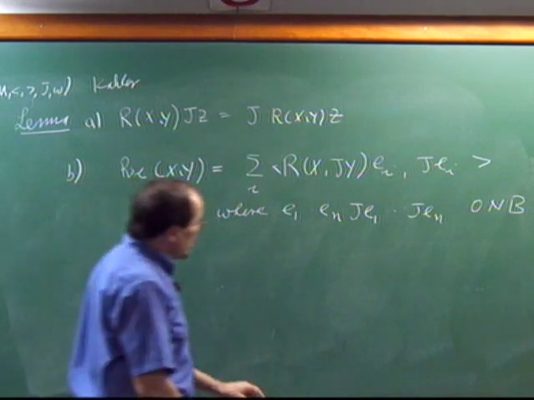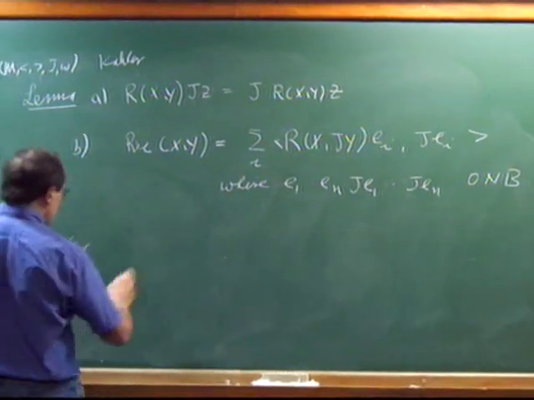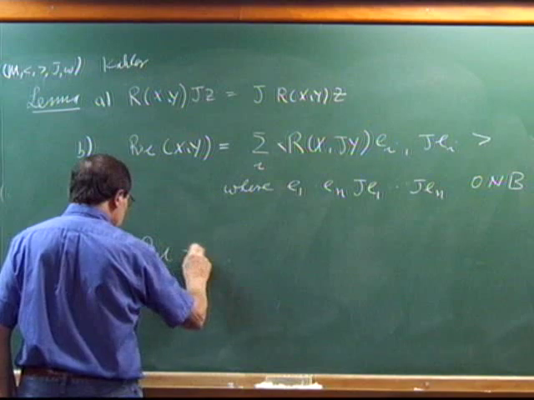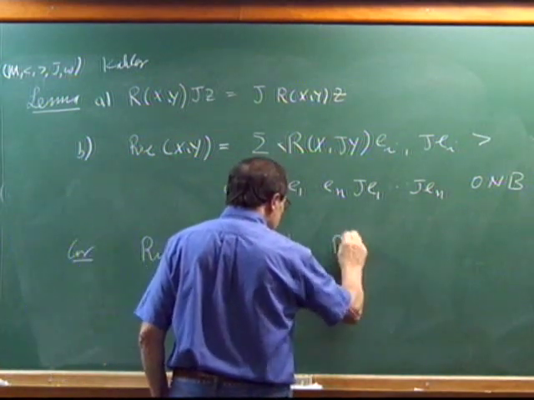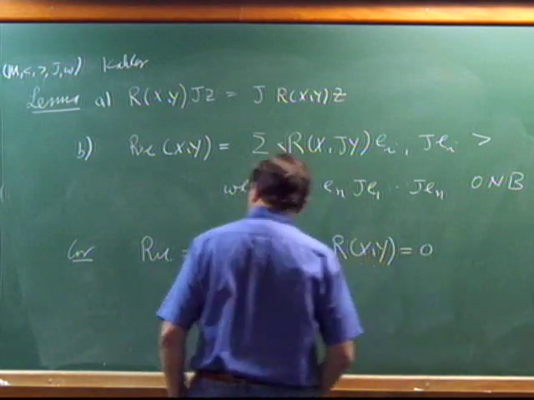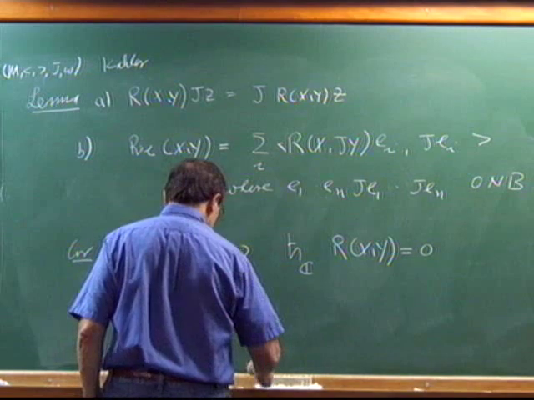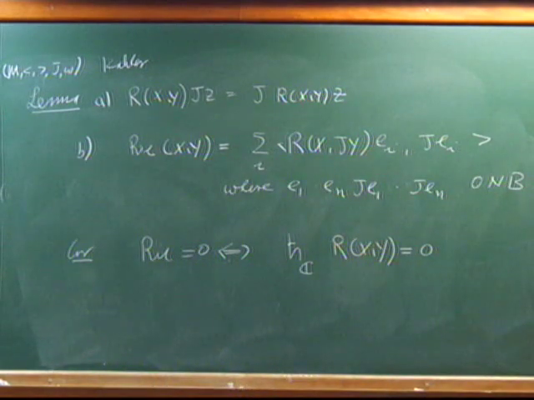But as a corollary, we're going to get that Ricci equals 0 if and only if the complex trace of R(X,Y) is 0. But let me get back to that. Let me first prove the lemma, just to see some explicit way of working with the Kähler manifold.